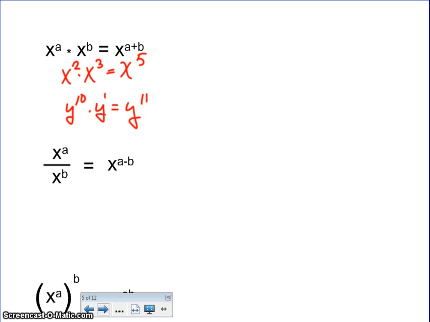A harder one that we've seen on tests before would be something like this. 3x squared times 2x to the 5th. Well, 3 times 2 is 6. And then x squared times x to the 5th is x to the 7th.